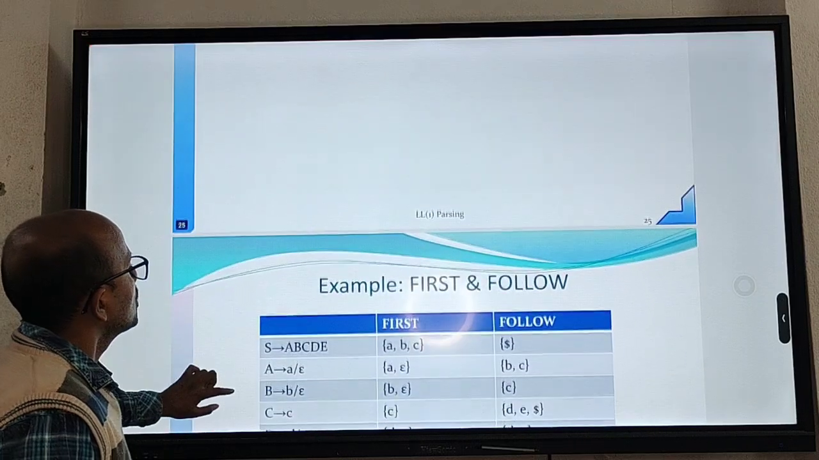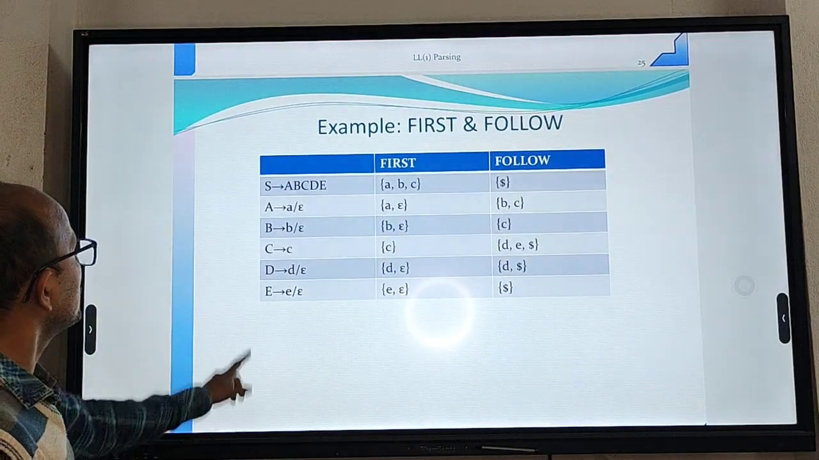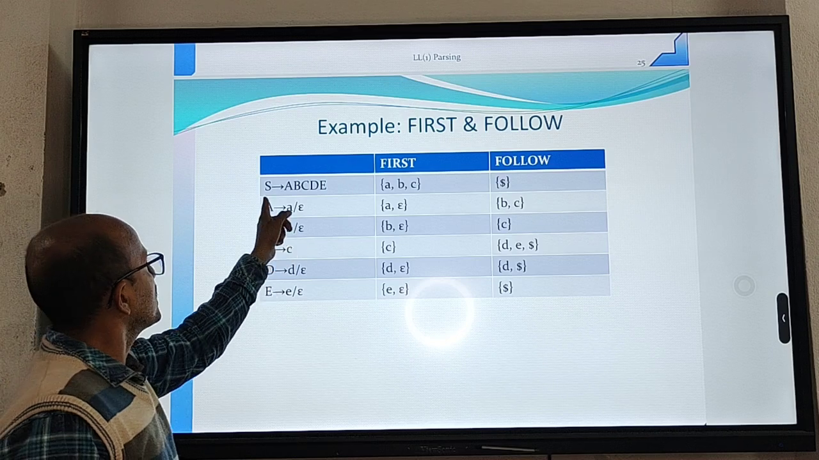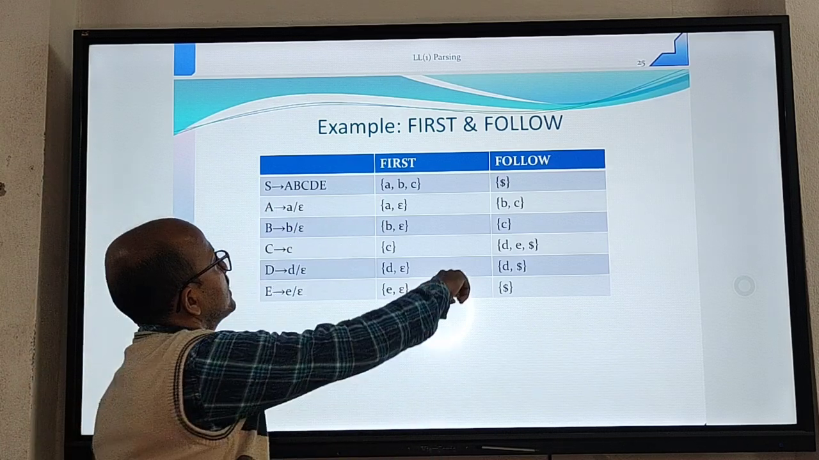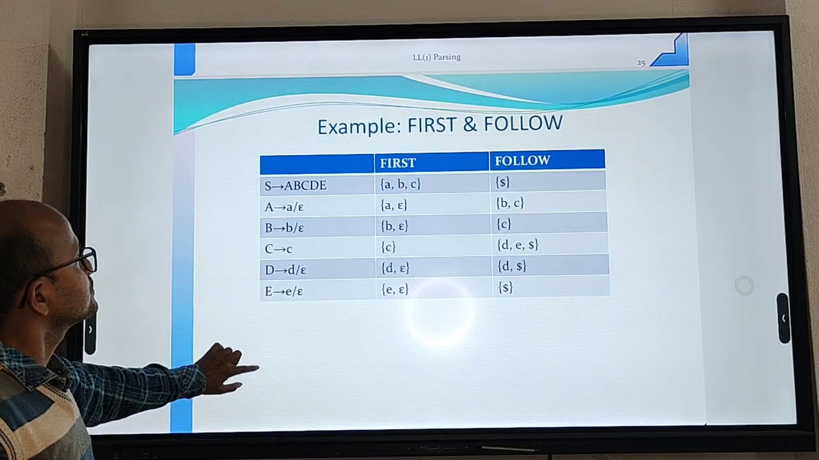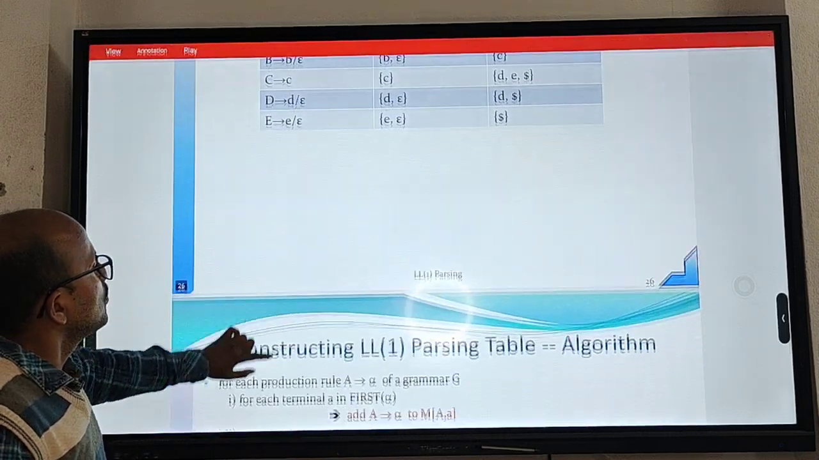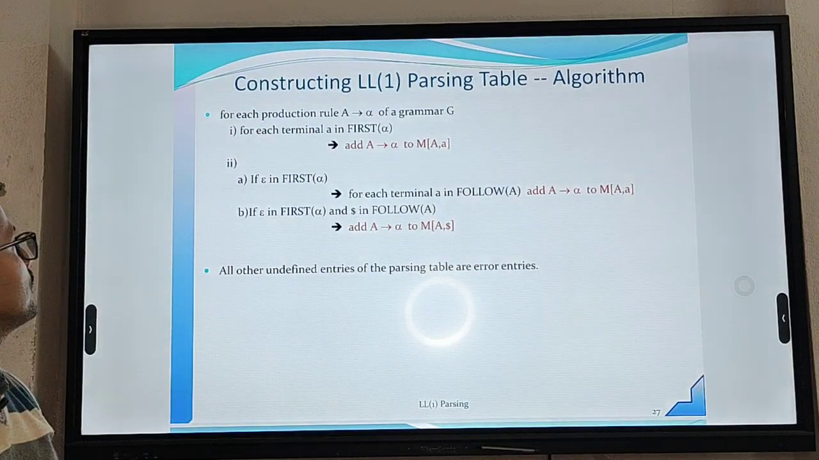So now we have the summary table for the first and follow. Given the grammar, we have calculated the first of S and the follow of the S. Now let us move to the rule for constructing the LL1 parsing table.